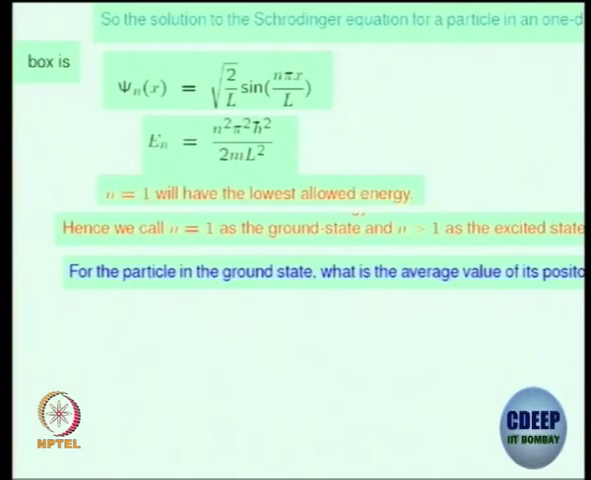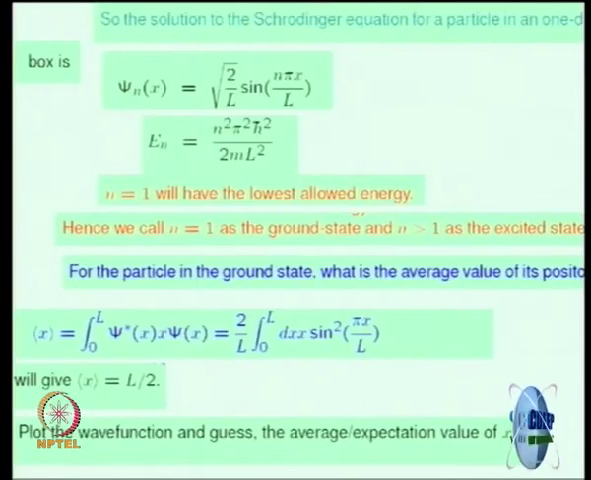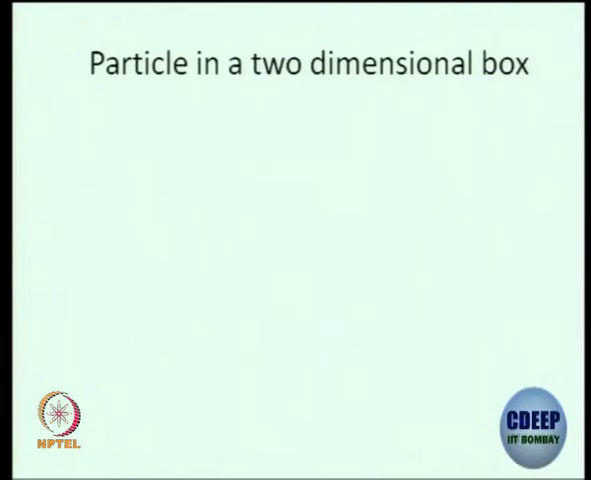And what is the average value of position, also called expectation value? This also we discussed last time. Formally it is psi star, the operator x, psi evaluated. These integrations you can do and verify that the average value of the position is L by 2. And you can also plot wave functions. It is a sine function. You can plot what is the expectation value of x and so on. Okay.